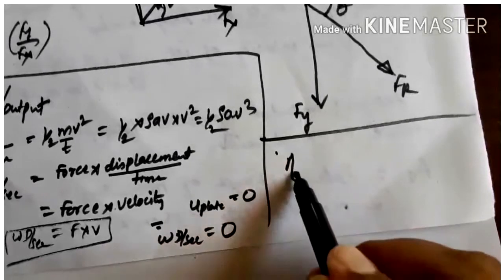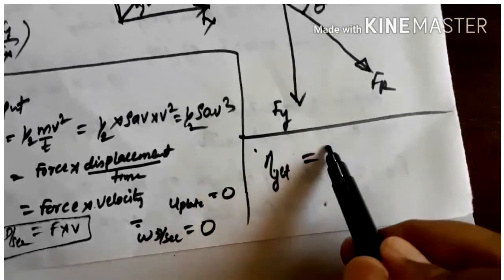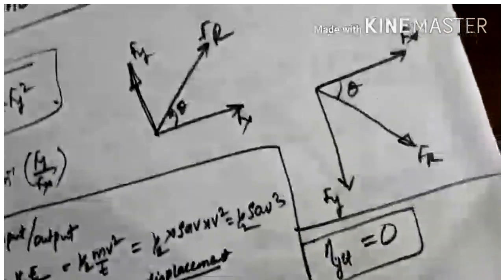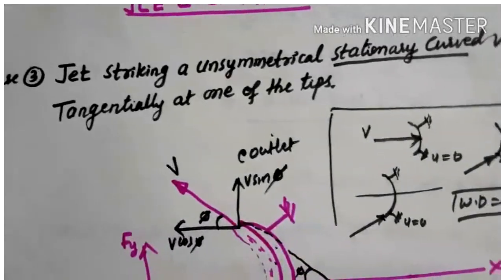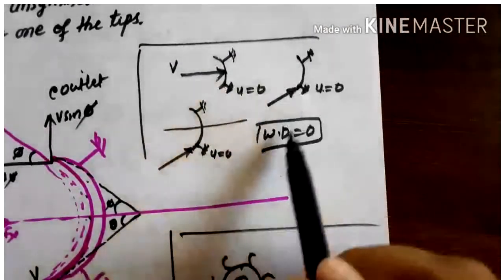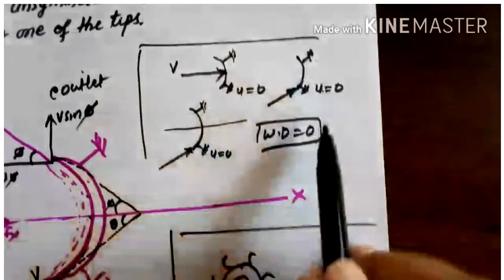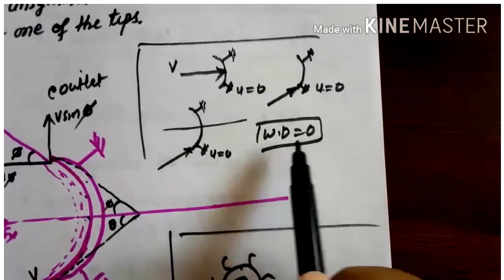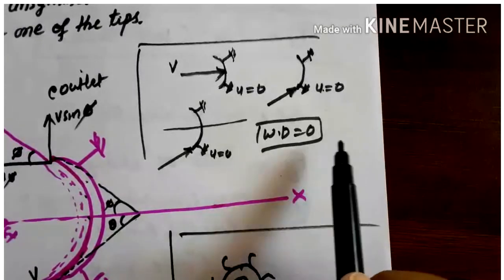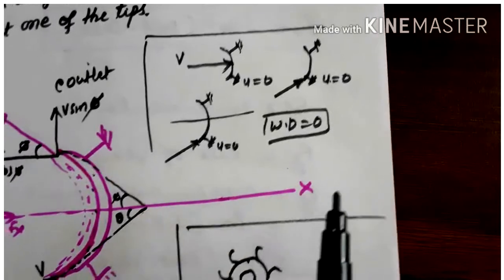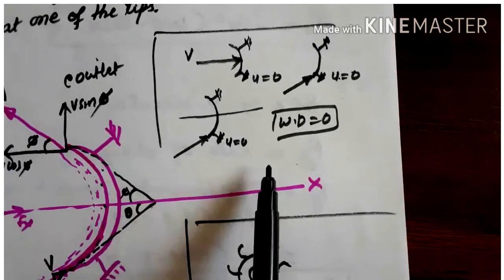Hence the efficiency of the jet in all the cases will be 0. There is no efficiency. Hence all these three cases are not practically feasible. These are to be studied only theoretically, since they give efficiency 0. The work done is 0 here. So these are only theoretical cases and are not feasible practically.